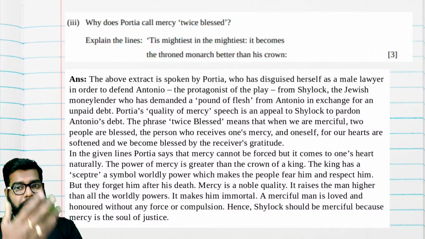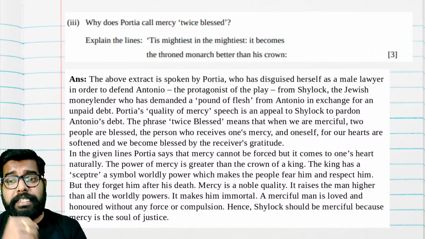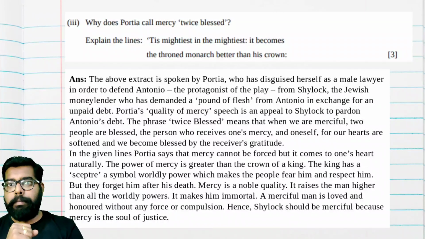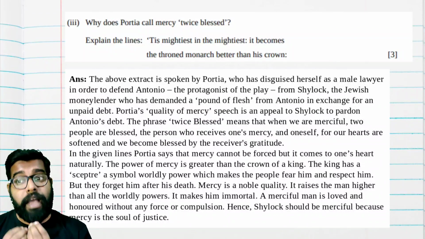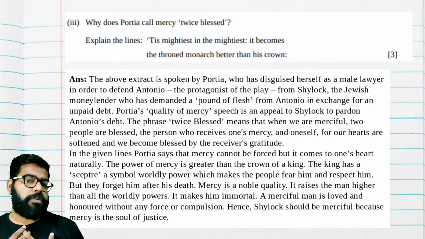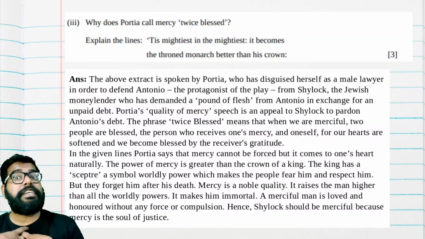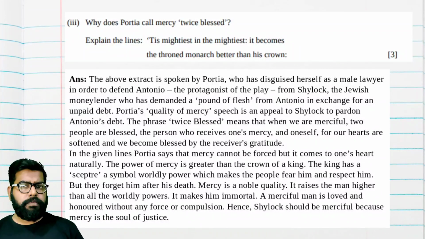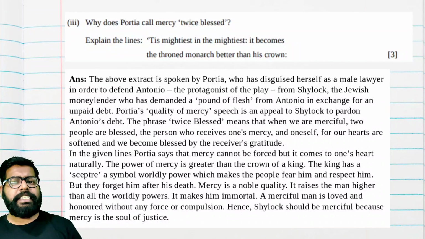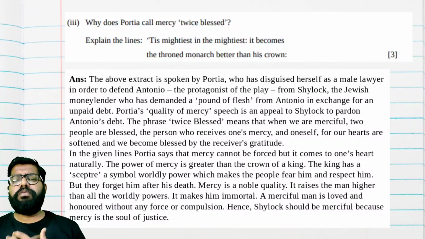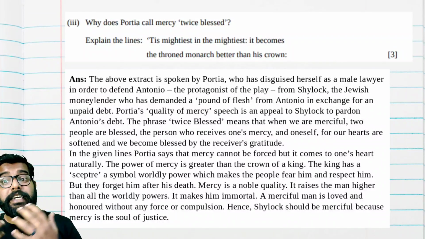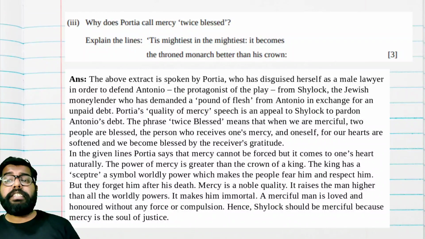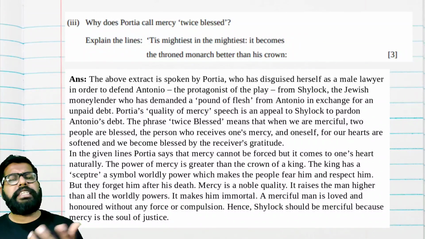Now I'm coming to the explanation part. Intro is over, explanation. The phrase twice blessed means that when we are merciful to people, two people are blessed: the person who receives one's mercy and oneself, for our hearts are softened and we become blessed by the receiver's gratitude. So that's quite a good explanation for the first question. Now we have to explain the lines also. In the given lines, Portia says that mercy cannot be forced, but it comes to one's heart naturally. The power of mercy is greater than the crown of the king. A king has a scepter, a symbol of worldly power, which makes the people fear and respect him. But they forget him after his death.